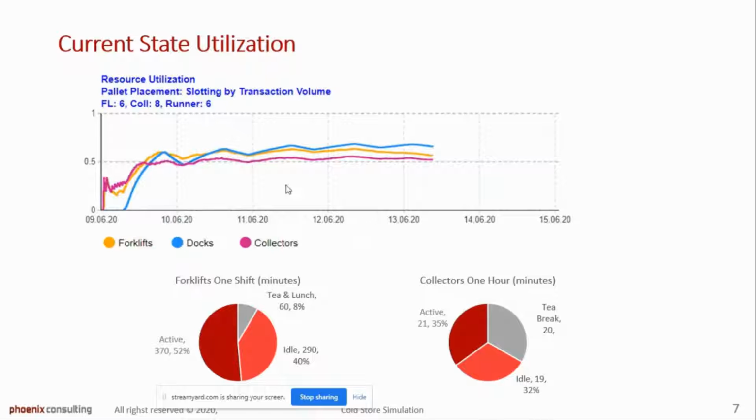And then we looked at the utilizations, of course. This is what we are doing it for. And yeah, we had some room. The utilization of the docks, collectors, and forklifts was somewhere around 60%, 65%, including some breaks. Since this is a cold store, people have to take very frequent, long breaks, because they cannot stay in the cold for more than 20 minutes. So we had some room here, and this scenario was their current scenario: 6 forklifts, 8 collectors, 6 runners.